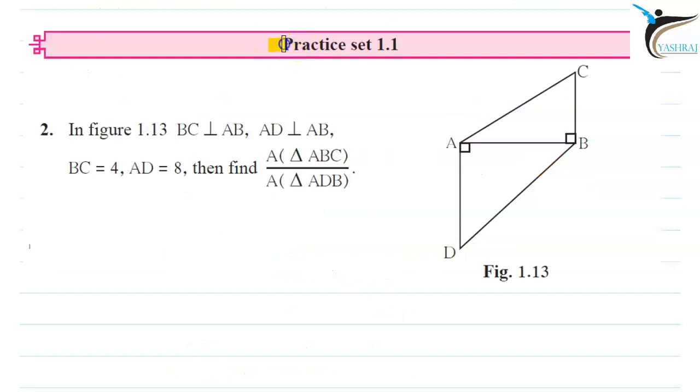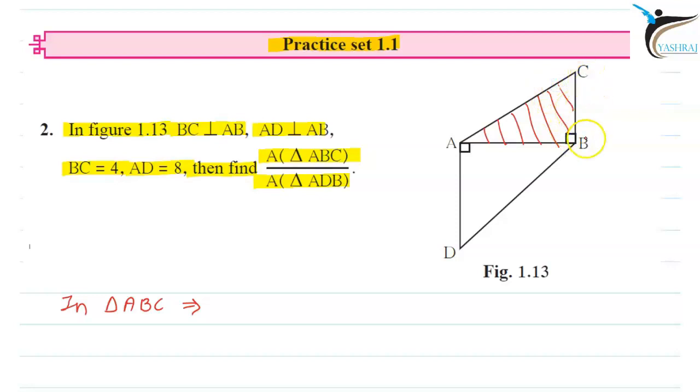Now look at question number 2 from practice set 1.1. In figure 1.13, BC is perpendicular to AB, AD is perpendicular to AB, BC equals 4, AD equals 8. Then find area of triangle ABC divided by area of triangle ADB. Look at triangle ABC, you may separate it out by drawing the pattern that way.